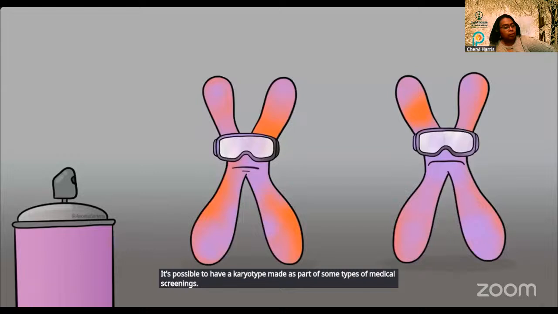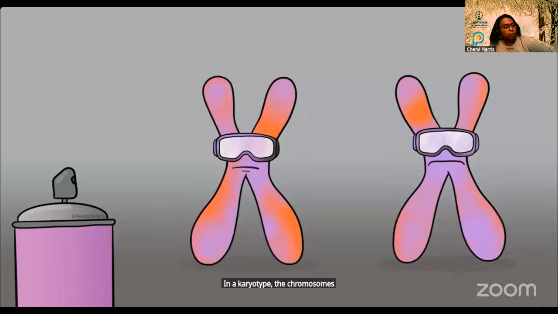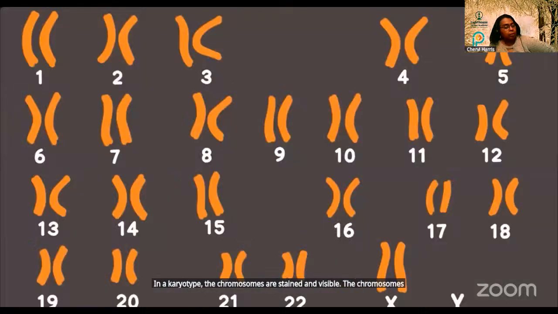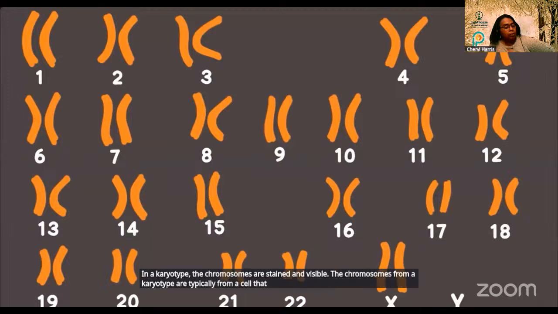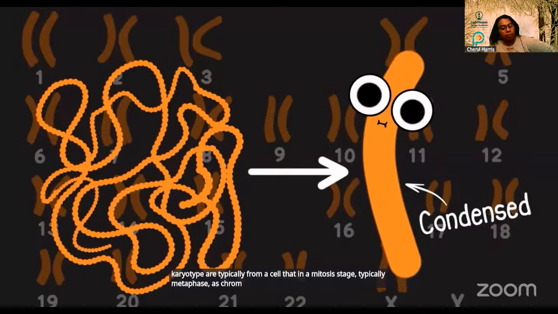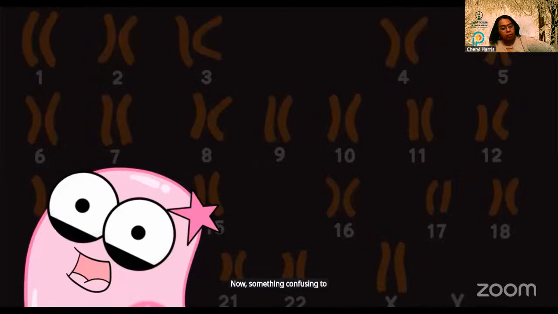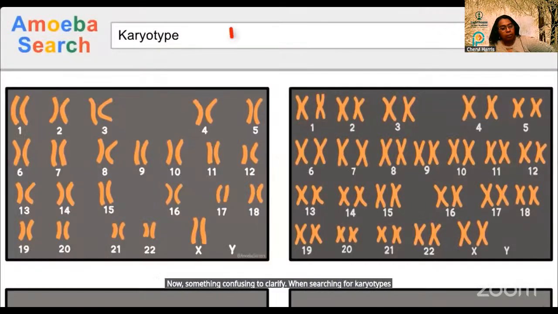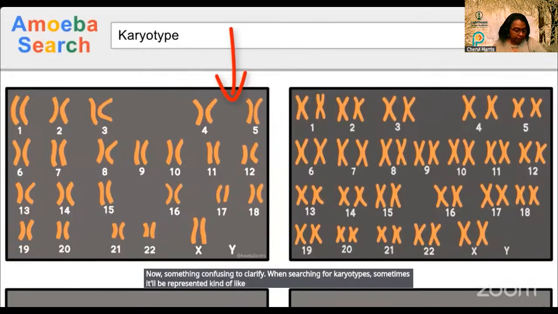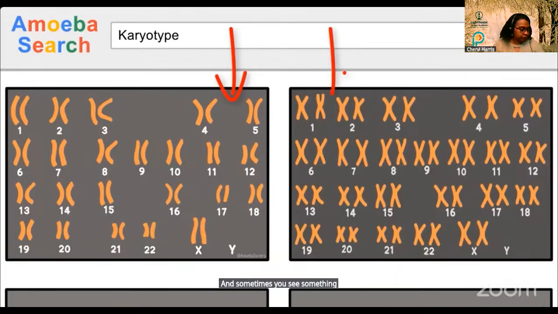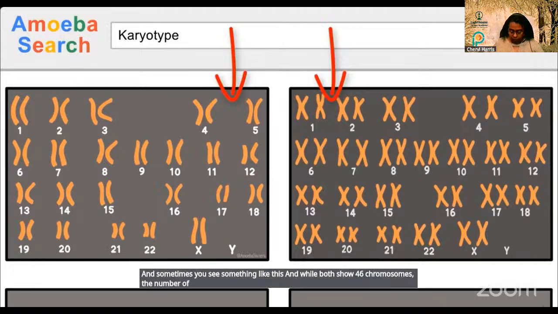In a karyotype, the chromosomes are stained and visible. The chromosomes from a karyotype are typically from a cell that is in a mitosis stage, typically metaphase. As chromosomes are condensed and thick, a karyotype during interphase would be a challenge because you don't have that condensed DNA packing. Now, something confusing to clarify. When searching for karyotypes, sometimes it'll be represented like this diagram, and sometimes you see something like this. And while both show 46 chromosomes, the number of chromatids in the two images here seem different.